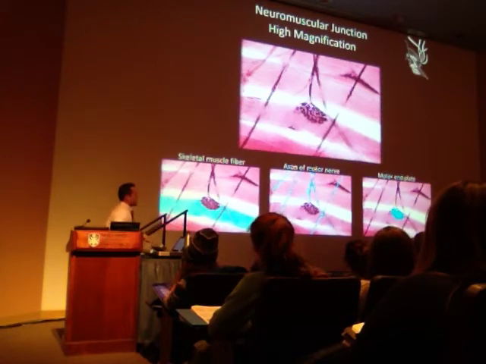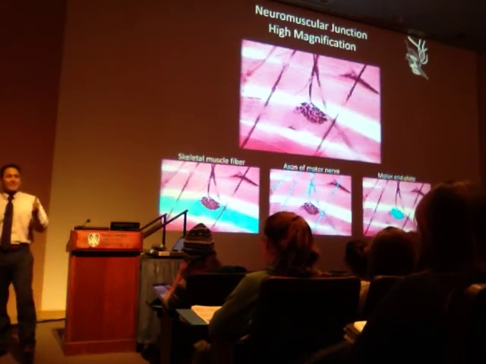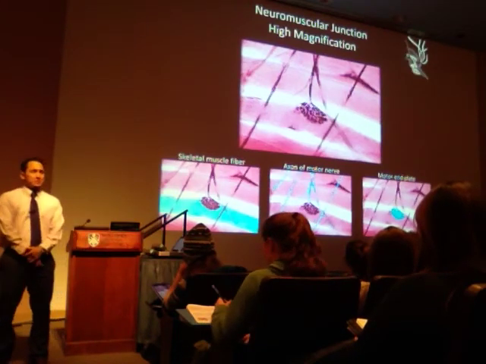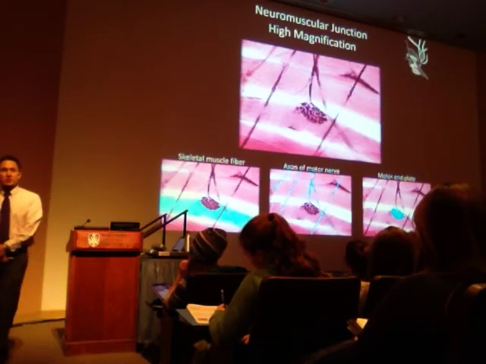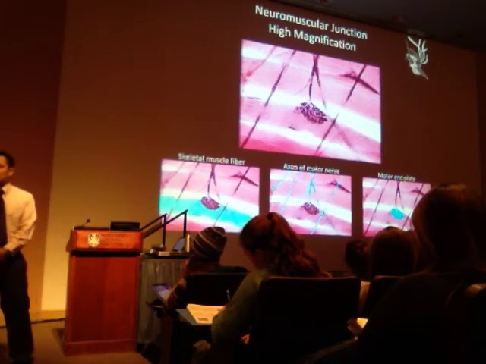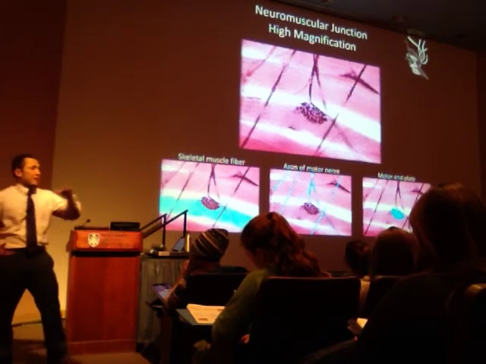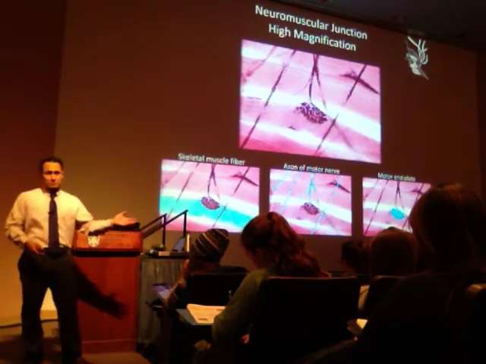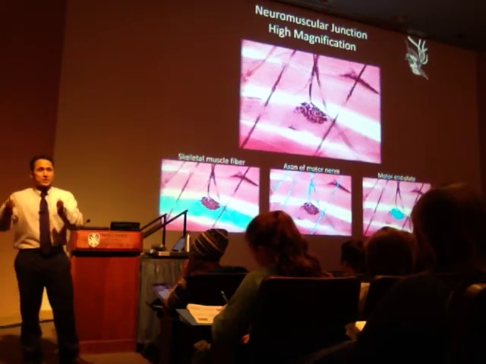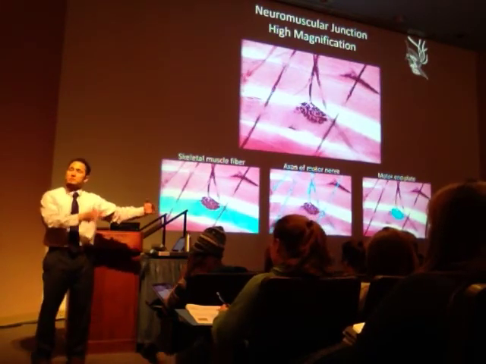This is the motor end plate. The motor end plate is another term for the other side of the synapse. The motor end plate is another term for the postsynaptic terminal when it's a muscle. When we talked about nerves, we said we had a presynaptic terminal, we had a postsynaptic terminal. When we talk about nerves innervating a muscle, our postsynaptic terminal is referred to as the motor end plate.